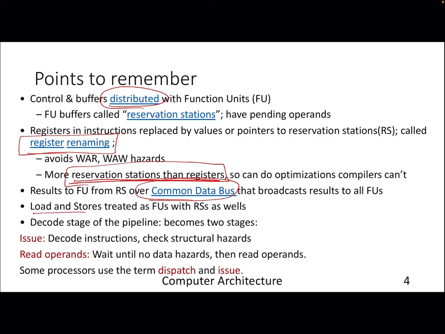So even the loads and stores are treated as functional units, similar to your execution units like the adder and multiplier. Another new thing is that the decode stage of the vanilla 5-stage pipeline has been split into two stages. One is called the issue stage, where we do what you were doing before, the decoding of the instruction, and we also check for structural hazard at this moment. Here structural hazard means whether a functional unit is free for me, so that I can go ahead and execute. And the second stage is nothing but reading the operands.